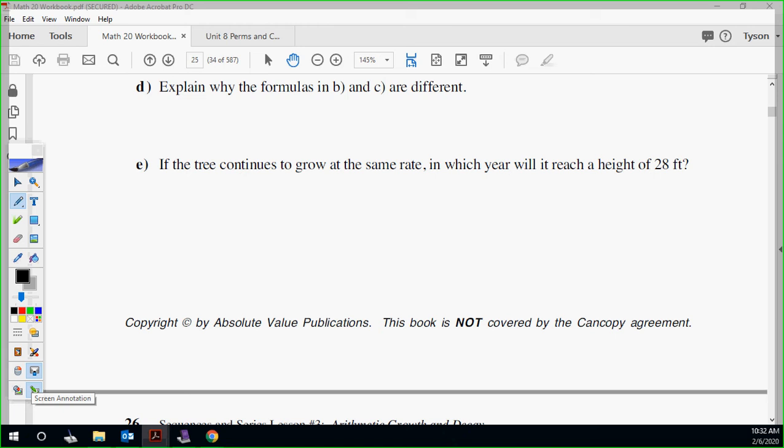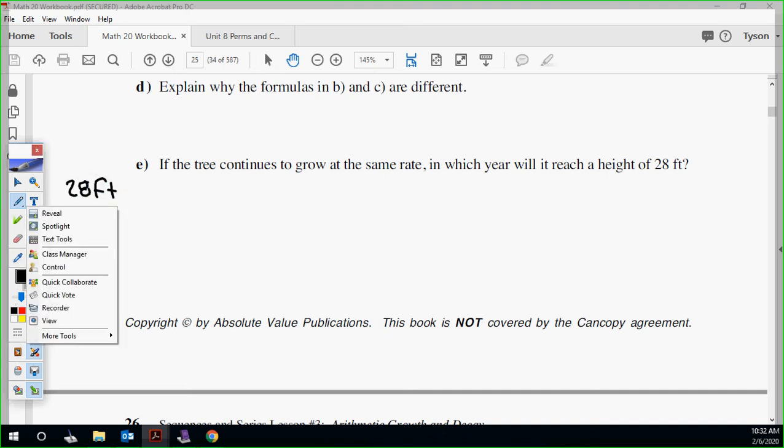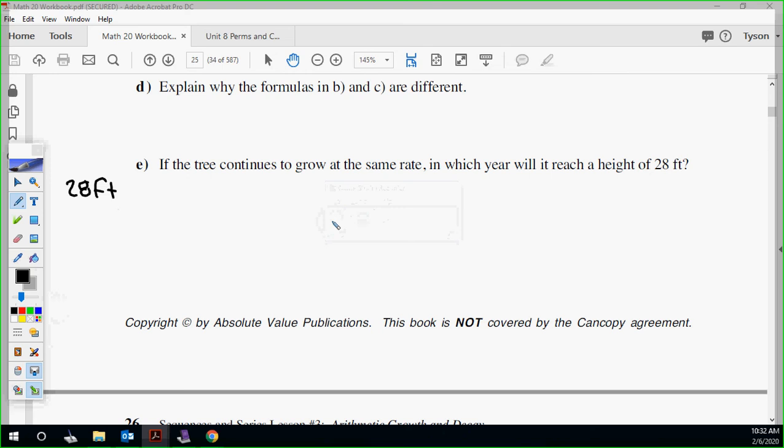If the tree continues to grow at the same rate, in which year will it reach 28 feet? So first of all, our formula is in inches. Okay, so we convert 28 to inches so that we're in the same growth rate, because we're talking about growing per inch. So you just go 28 times 12 real quick to make this inches, and that gives you 336. And so 336 is what we're looking for, the ending height, right?